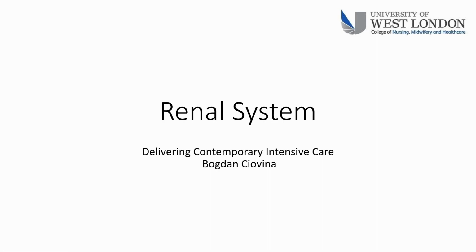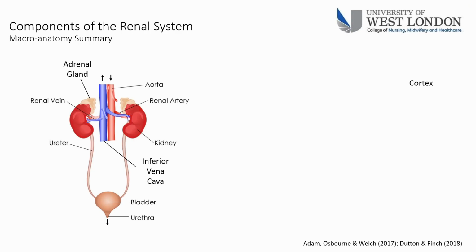First, we will look at the major components of the renal system. As you can see, we have the kidney, we have some vessels here, and then we have the bladder, and eventually the urethra.